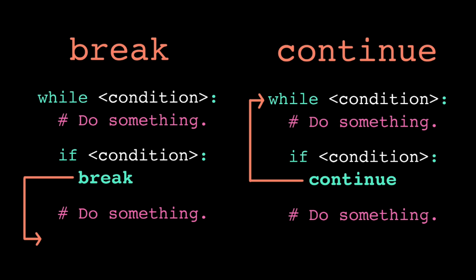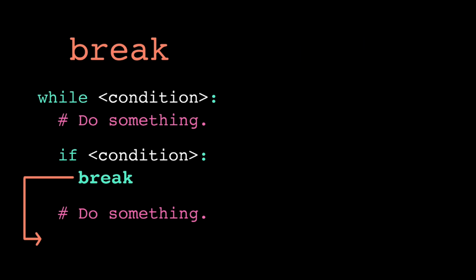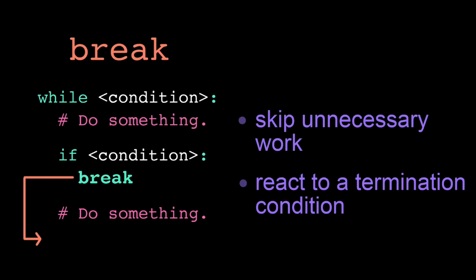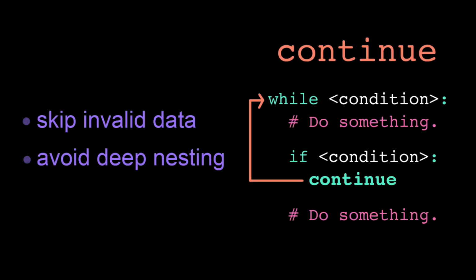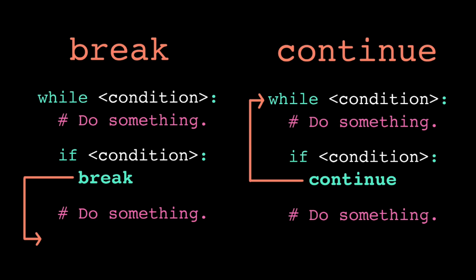Break and continue statements are powerful tools for modifying the control flow of our loops. Break statements allow us to skip unnecessary work by terminating a loop early in an error case or in cases where we want to react to a specific termination condition. Continue statements allow us to skip doing the work on iterations where we have invalid or non-meaningful data, and they allow us to avoid deep nesting by checking for those invalid cases up front. However, we should be careful about overly relying on break and continue. They should never be substitutes for writing meaningful loop conditions in the first place.